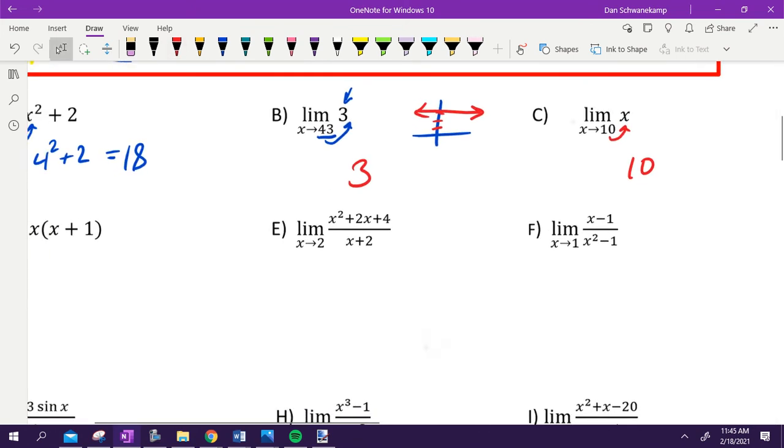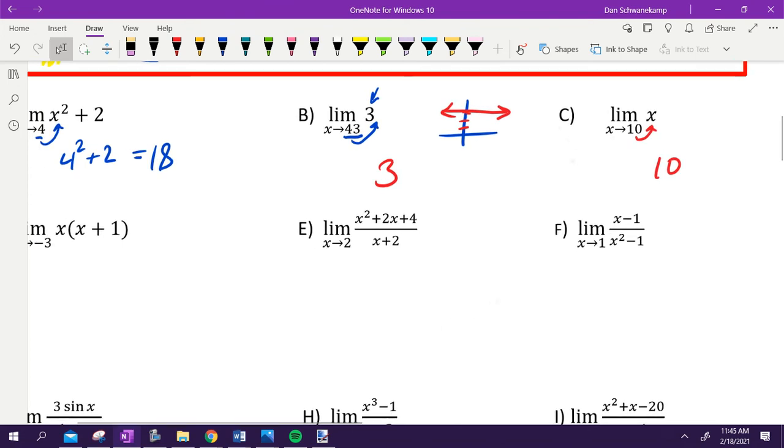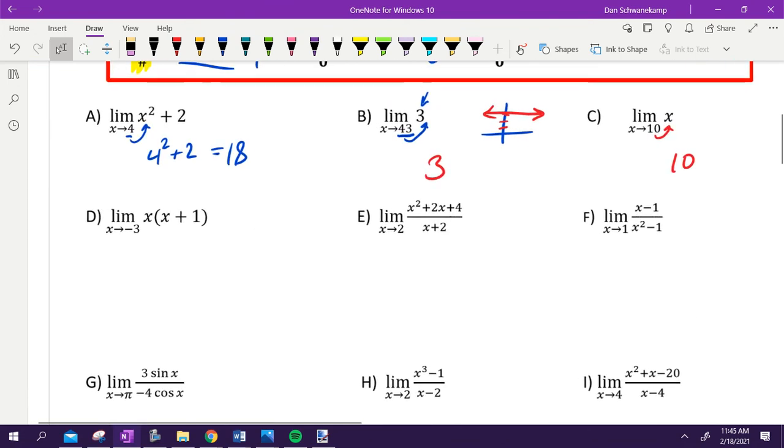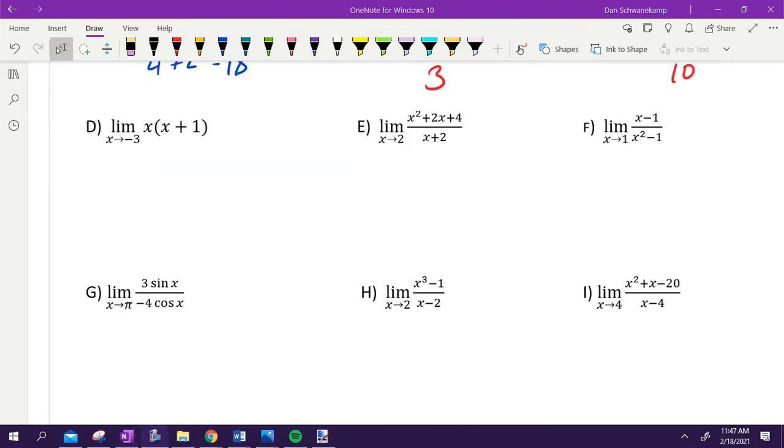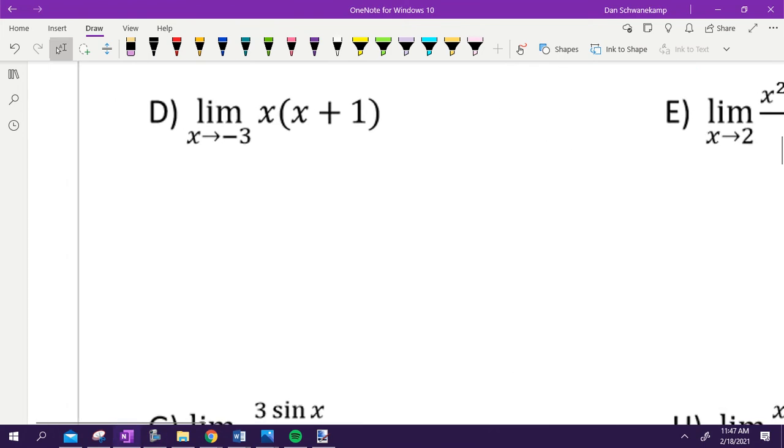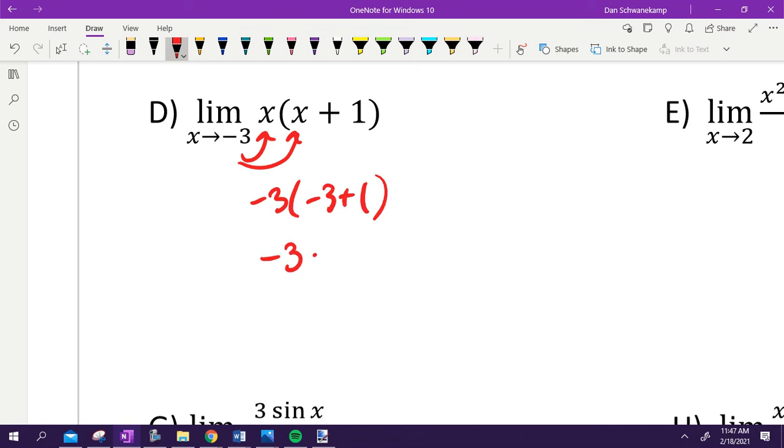Try the next 3. D, E, and F. Go. So show me with your fingers. What did you get on D? All you have to do is take -3. You have to plug it into 2 different spots. Who cares? We can do that. -3 times -3 plus 1. That's -3 times -2. That's 6.